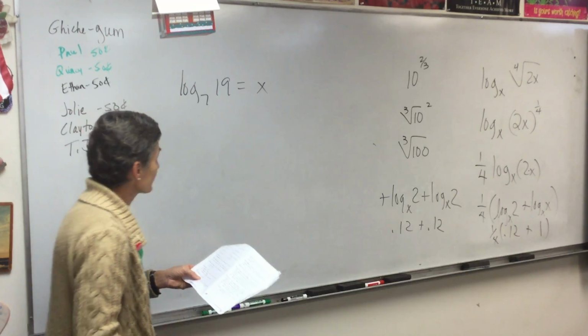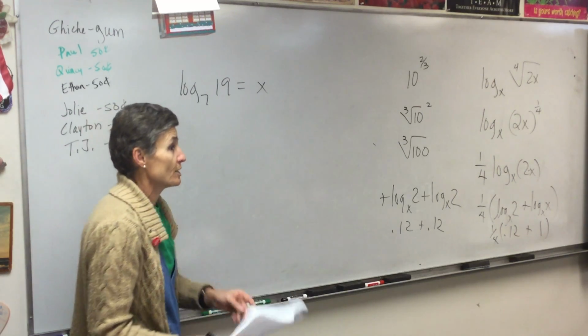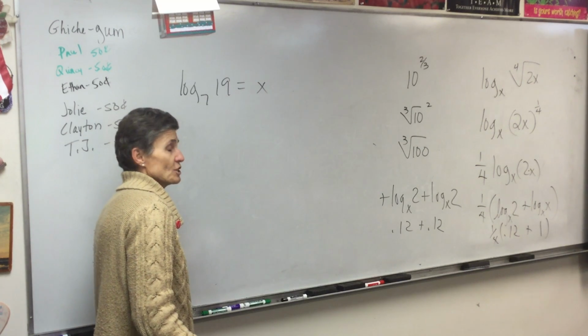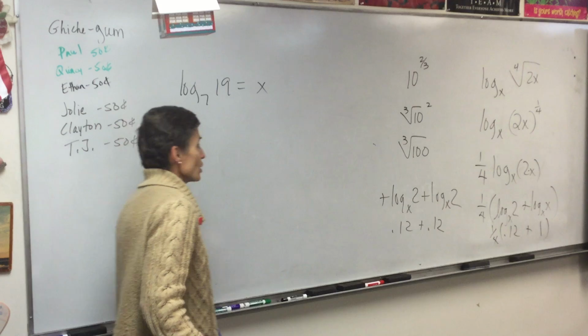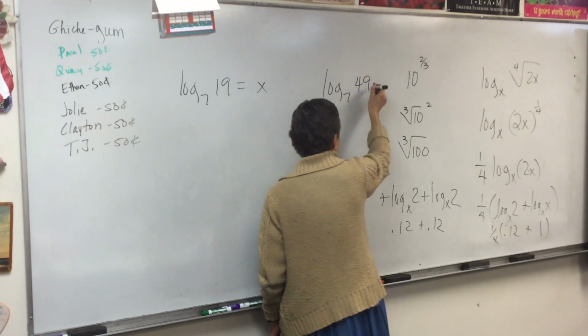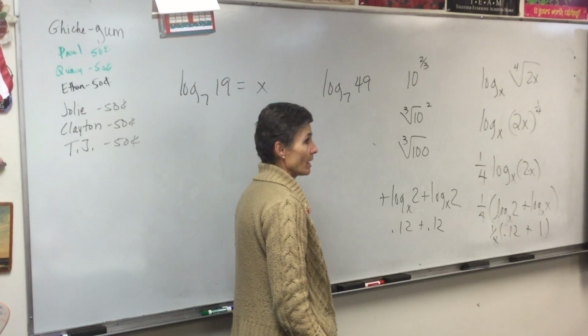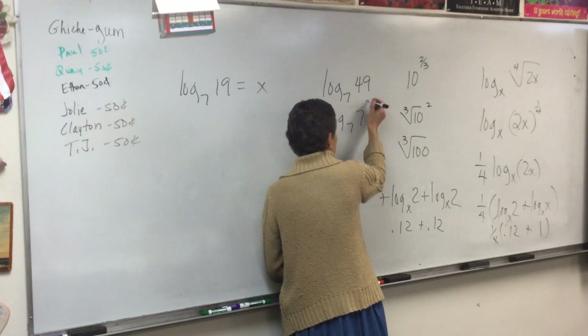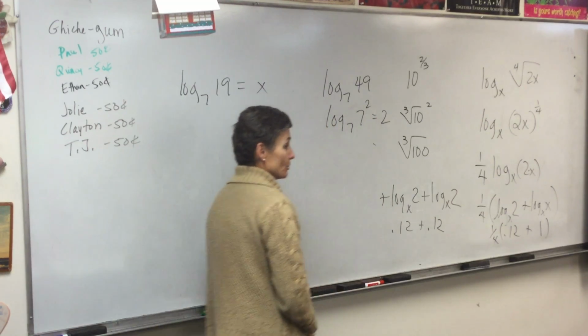So what's our strategy here? This is a base 7 logarithm, which is never good. The only time I'm okay with base 7 is if I have something like this, right? That I'm okay with, because that's the log base 7 of 7 squared, which is 2.